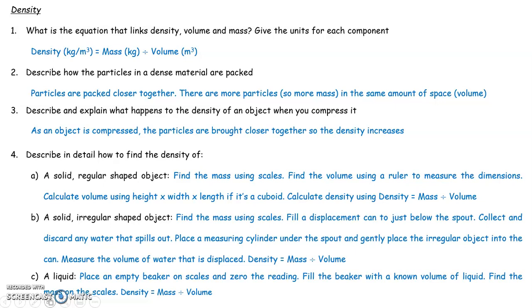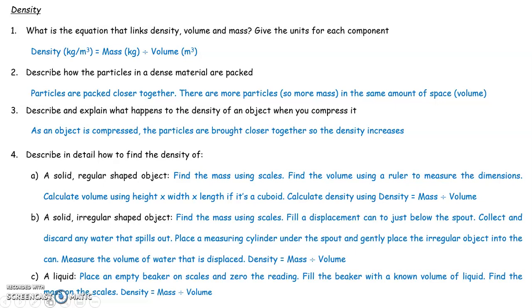When we compress an object, for example a gas, because gas is the only one that you can compress, if you compress a gas, what you're doing is you're bringing the particles closer together. That means that in that same amount of volume, if you don't actually change the volume that you're measuring, but you're just putting more gas in, if you're compressing that gas, you've got more particles in the same volume. When you compress it, it becomes more dense.